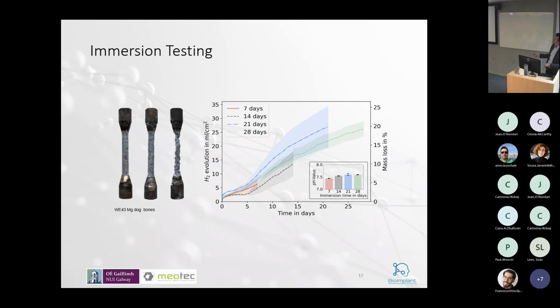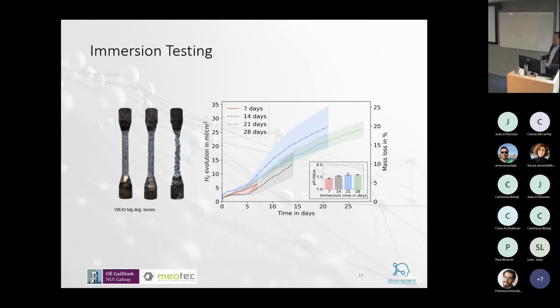In terms of an initial measurement of corrosion, we use evolution of hydrogen gas. As your magnesium corrodes, you get hydrogen gas given off, and we measure that in the corrosion test, and that gives us a measure essentially of percent mass loss of that structure. So this is your evolution of hydrogen gas over the 28-day period, between 7, 14, 21, and 28 days.